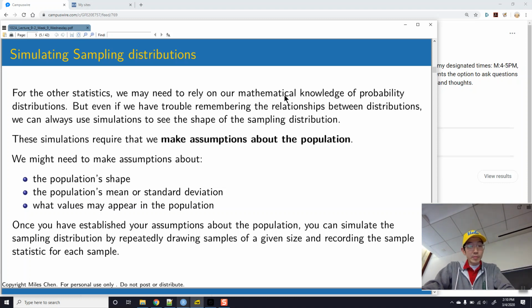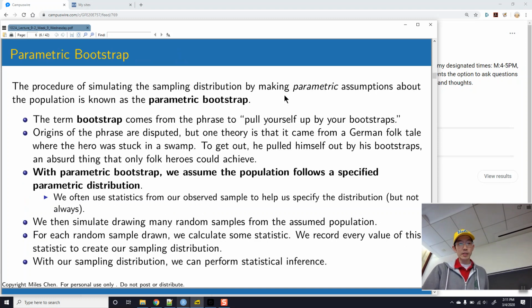So anyway, once you've established your assumptions, then you can simulate the sampling distribution by repeatedly drawing samples and recording the sample statistic for each sample. This process we might call the parametric bootstrap. If we are going to make parametric assumptions about the population, this creates a process known as the parametric bootstrap. These first two bullet points are completely unnecessary, but I thought they were fun.